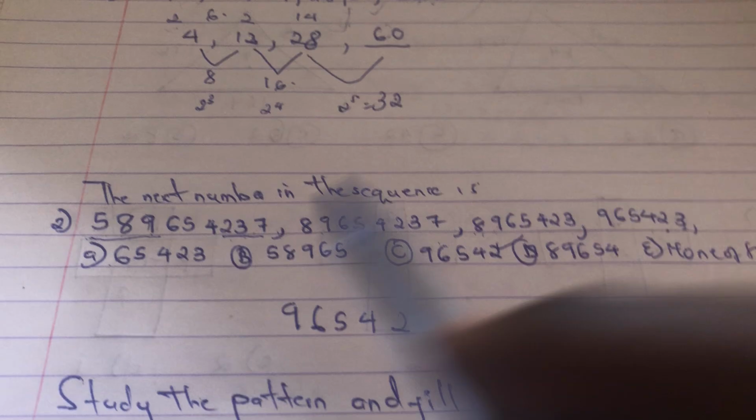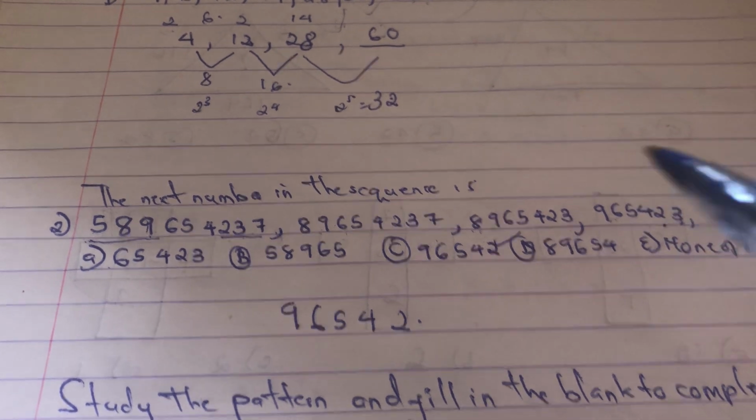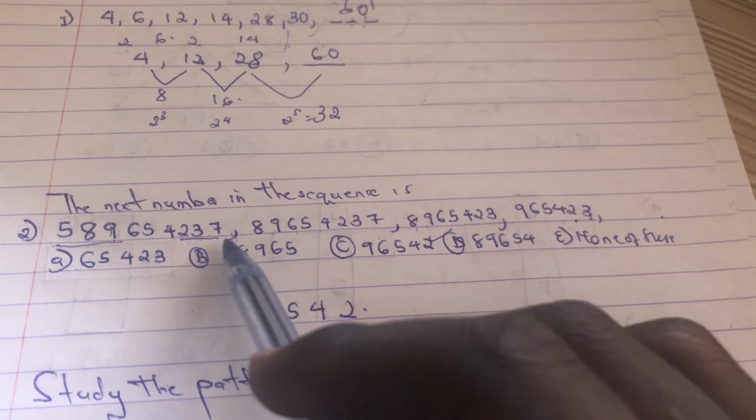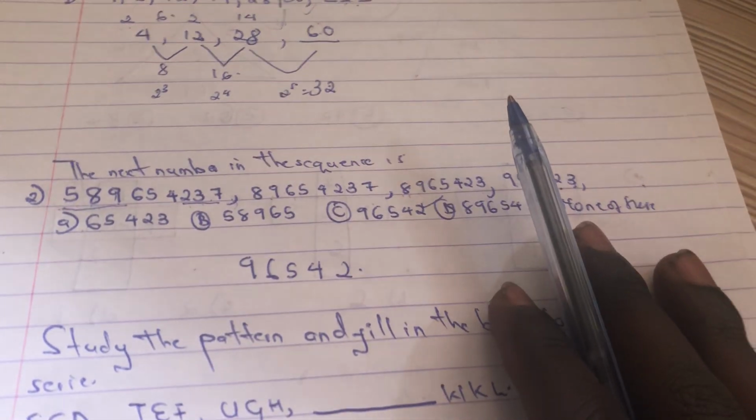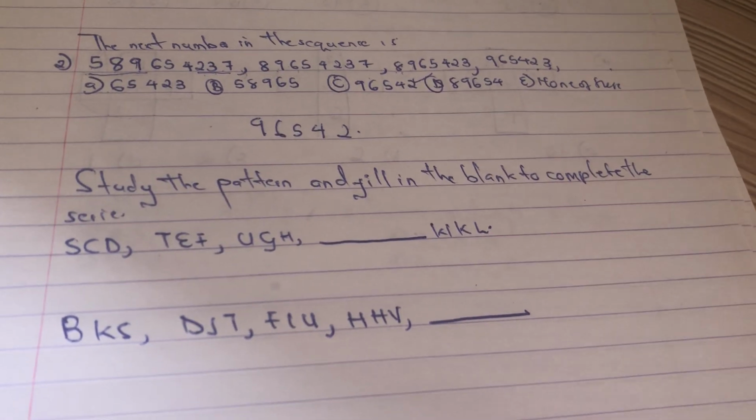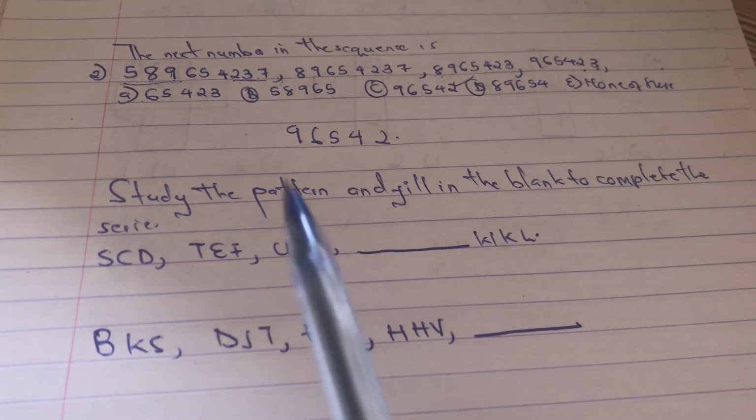So if they give you such long numbers and they want you to find the next number in the sequence, you have to look at the first 3 and the last 3. Look at how they are moving and determine the number. Next they are saying, study the pattern and fill in the blank spaces to complete the series. So here you just study the pattern.